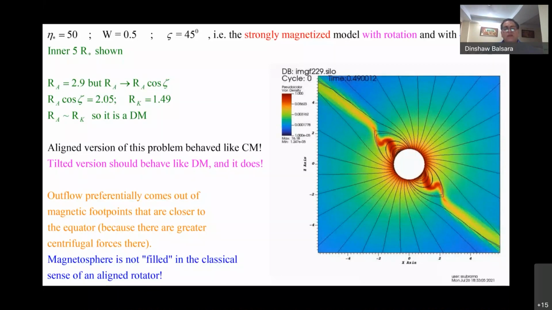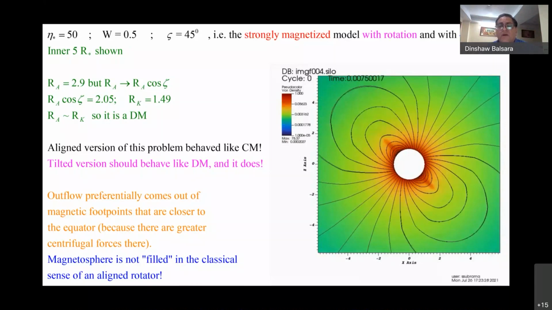The interesting thing is that now the magnetosphere, because of the tilt, is not filled in the classical sense of two cups or two dongles that you see around the star, but it is nevertheless being filled in an interesting, geometrically complicated structure.